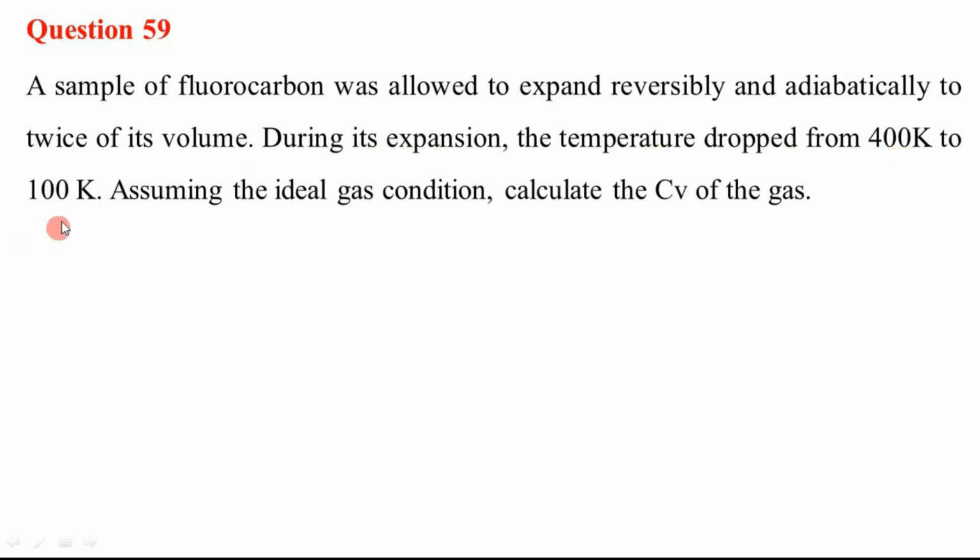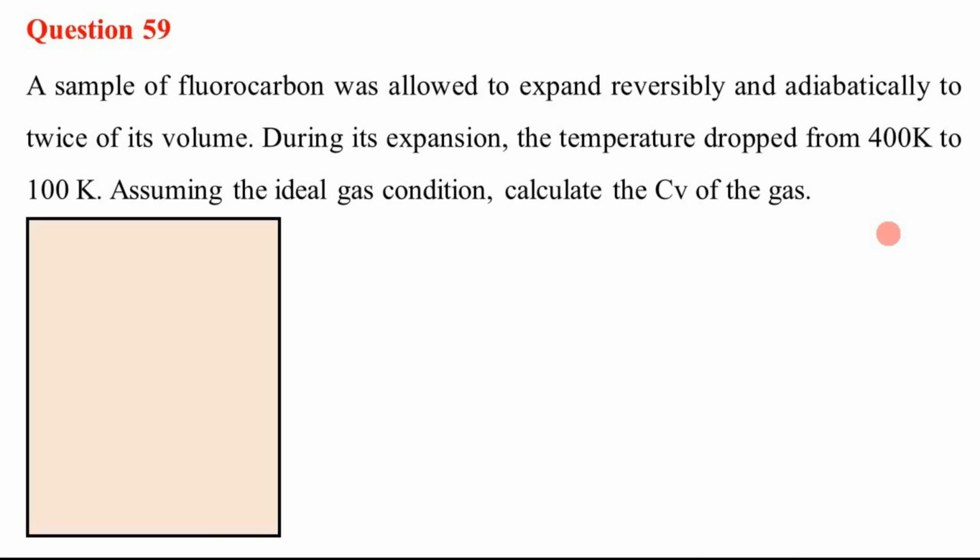The temperature decreased. Here we have the change in temperature. Assuming the ideal gas condition, we calculate the CV of the gas. Here we need to calculate the CV for the gas, but we have also the reversible expansion. Now let's see the formula that we use to calculate the CV. Remember, the CV is equal to gas constant divided with gamma minus 1. Here we don't have the degree of freedom. That's why we are using this formula.